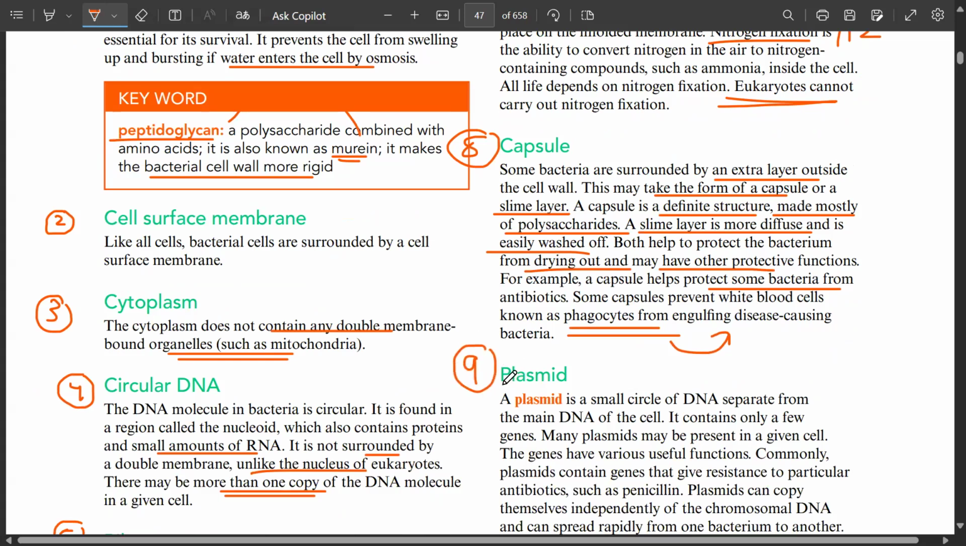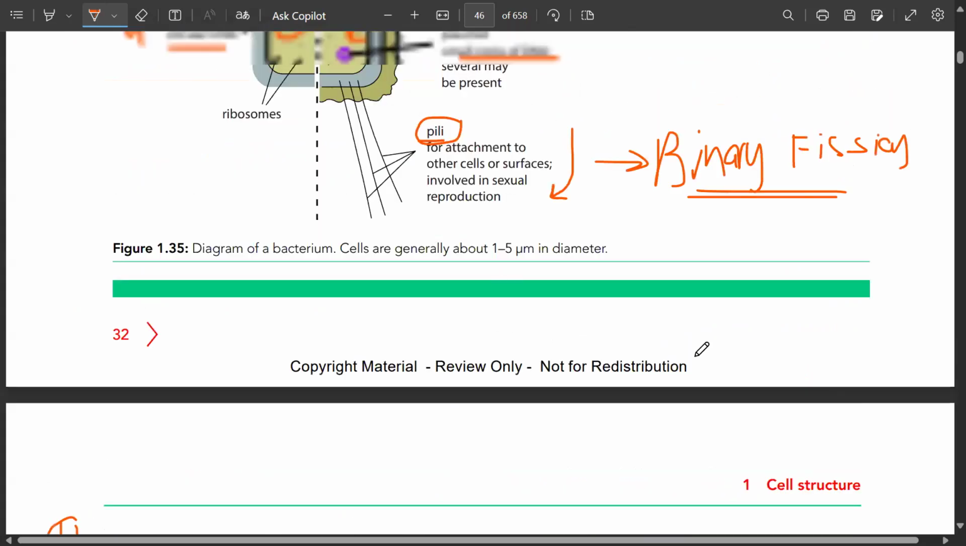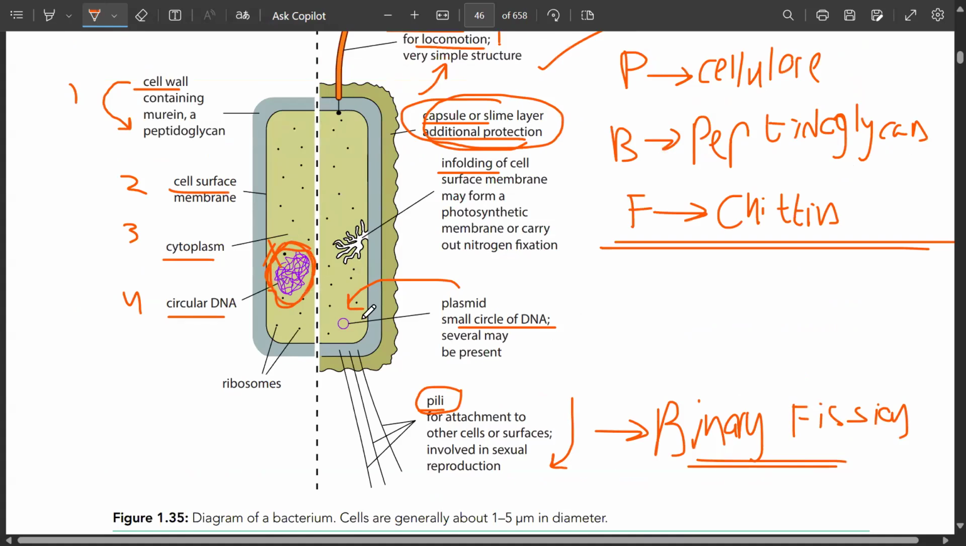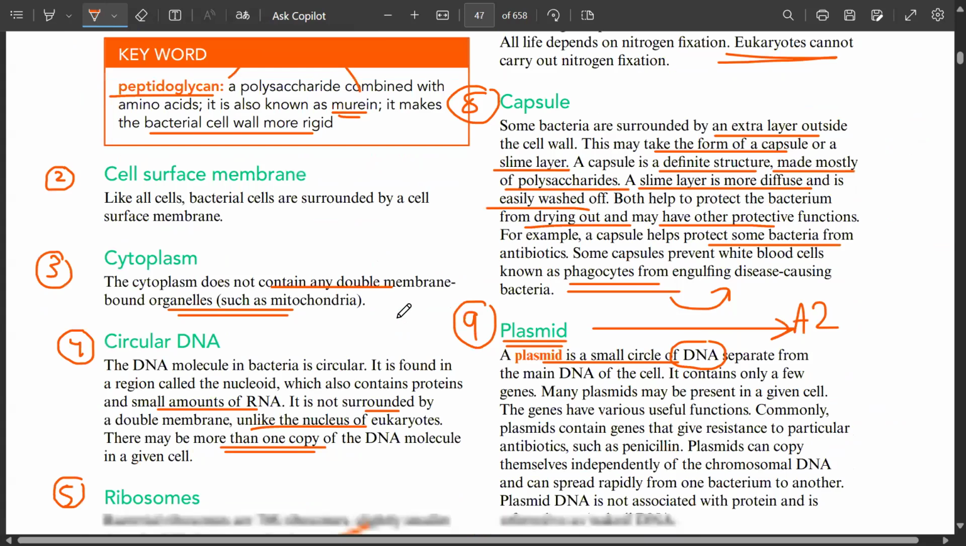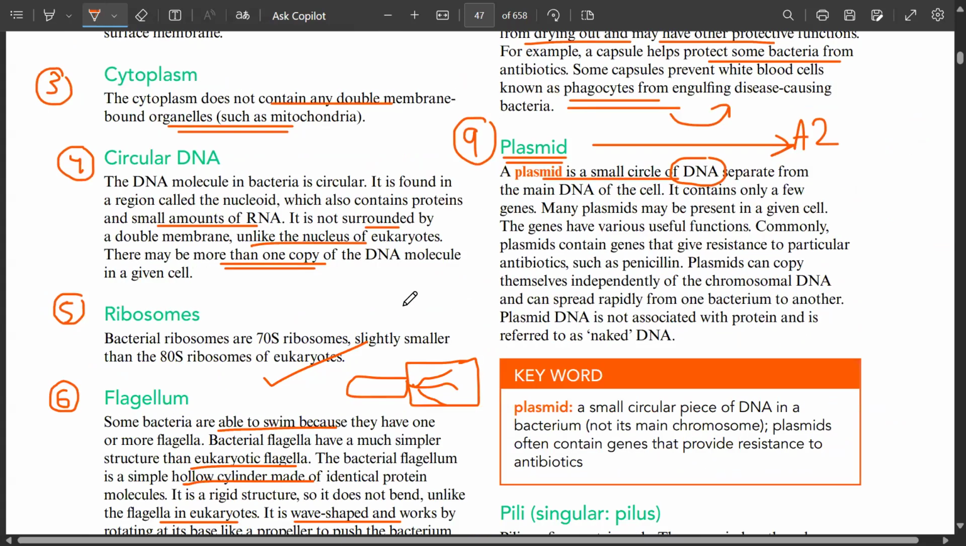Yeah. Plasmid, very important. This will also be studied in detail in A2. This is a small circle of DNA. Now you are saying, why is it not part of this circular DNA? Why is it a separate one? This is a separate one because it contains some specific characteristics which are very unique to each of the different bacteria. Plus, it has many functions as well.